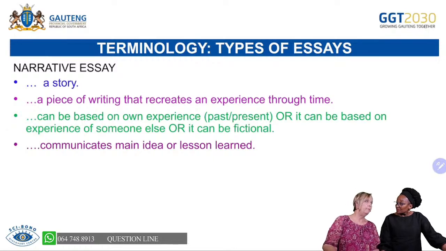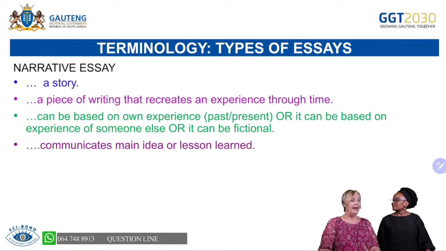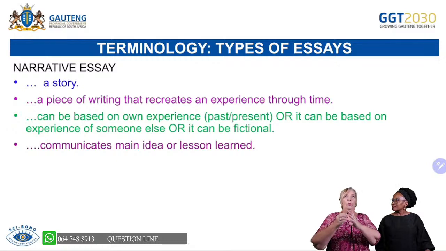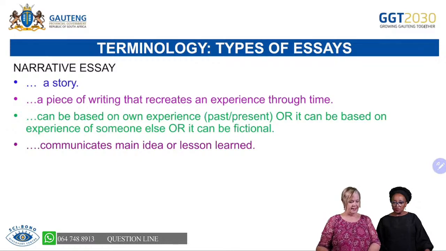Once upon a time, and we need characters. Yes. And we need a problem. And then we need some conflict because nothing happens otherwise. And then it has to come to a point, like a climax, where something has to happen. And then the problem is solved. And they lived happily ever after. It doesn't necessarily have to end like that, but that is the basic format for a perfect narrative essay.